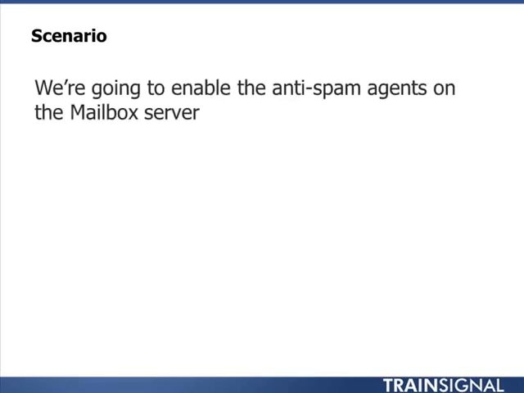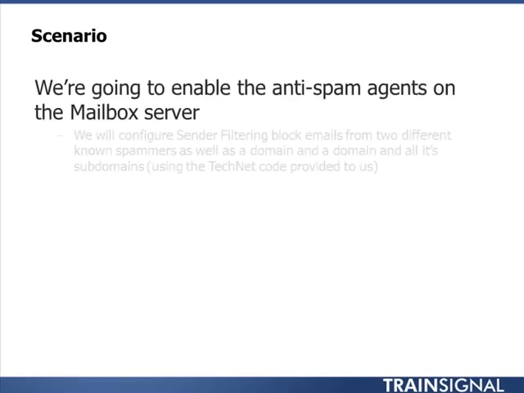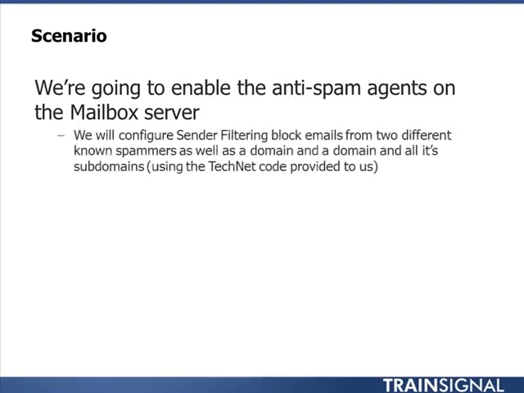Alright, so in our scenario with SpyTech Prime, we're going to enable the anti-spam agents on the mailbox server, and then we'll configure sender filtering to block emails from two different known spammers, as well as a domain and all of its subdomains. We're going to do that using the TechNet code that's provided to us.